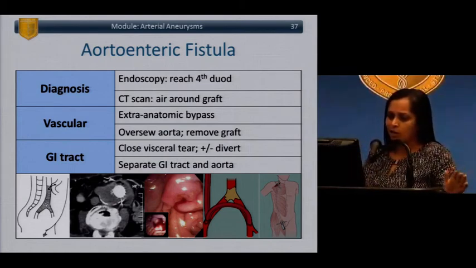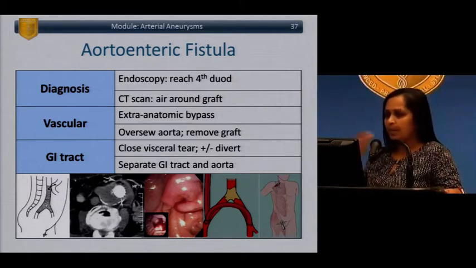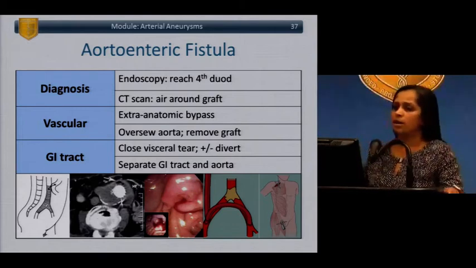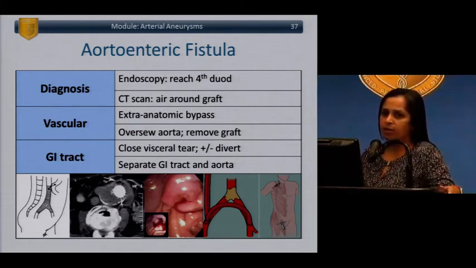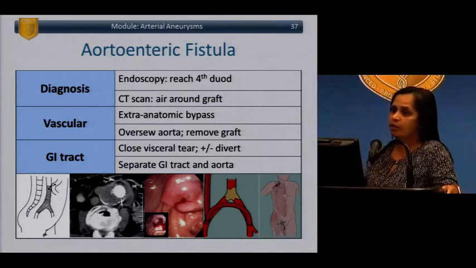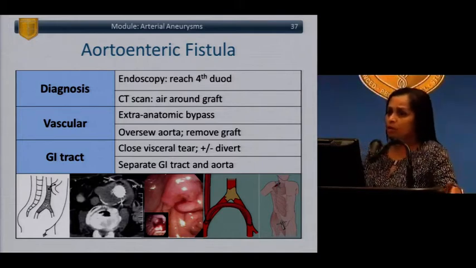Diagnosis in the current era, CT should show most of these. We used to try to do endoscopy. Our endoscopists are typically not excited about doing an endoscopy when we truly are suspecting this, and the blood often makes it very difficult to see. It's really important to take the endoscopy to the fourth portion of the duodenum, as this is generally the location where that fistula occurs, and if they don't, then you won't see it.